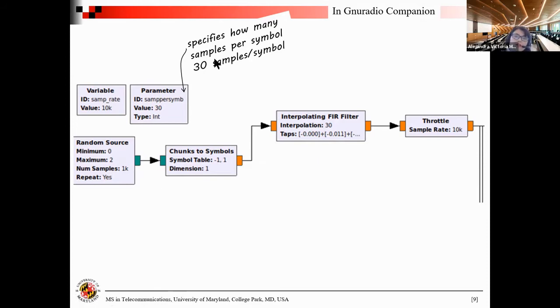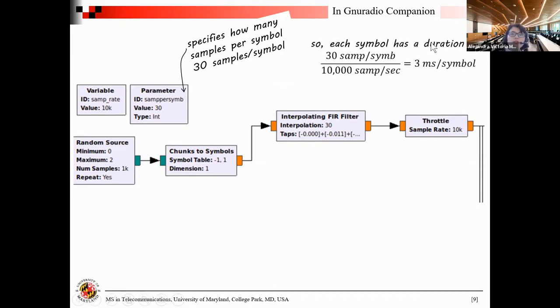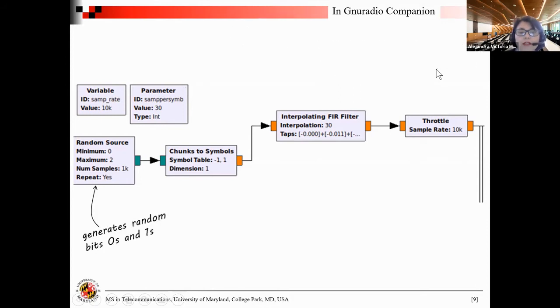This block here specifies how many samples per symbol that we saw before we're going to be implementing, right? So each symbol has a duration of 30 samples per symbol divided by 10,000 samples per second. So it's 3 milliseconds for every symbol. Every symbol duration will be 3 milliseconds, and the throttle is to make sure that the computer obeys that rate.